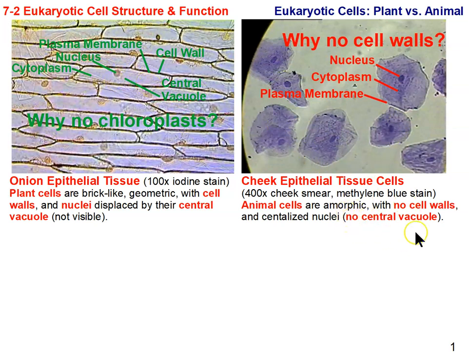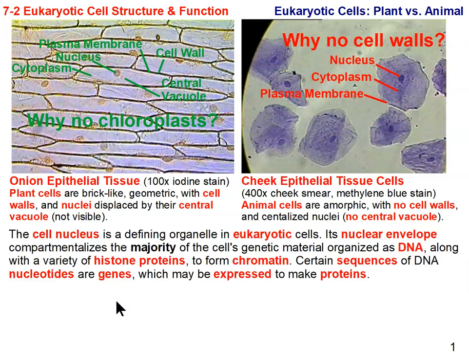So animal cells have no central vacuole. They have vacuoles, and we'll learn more about vacuoles later, but they don't have this big, huge vacuole in the center of the cell to store water and other compounds or minerals. So it's the cell nucleus that defines the eukaryotic cell.